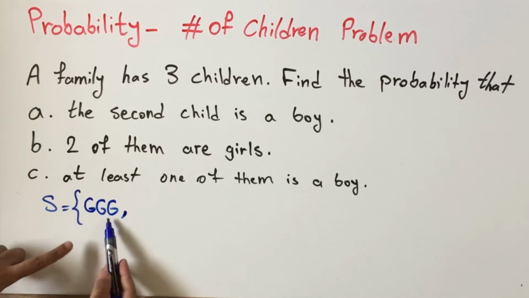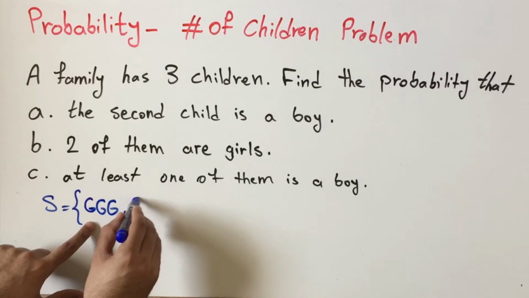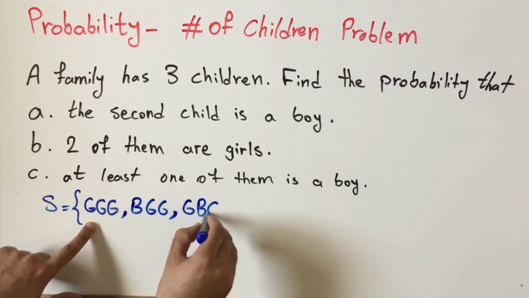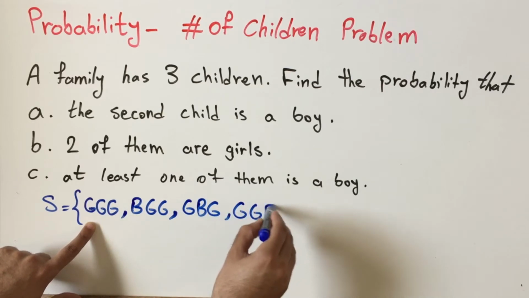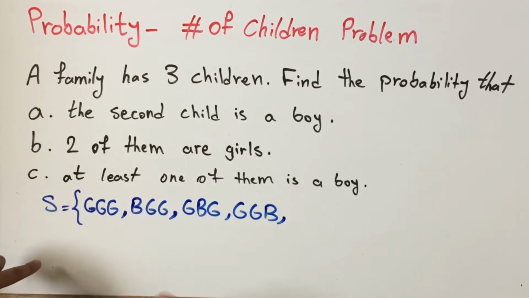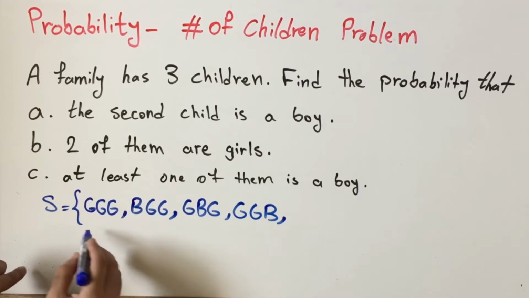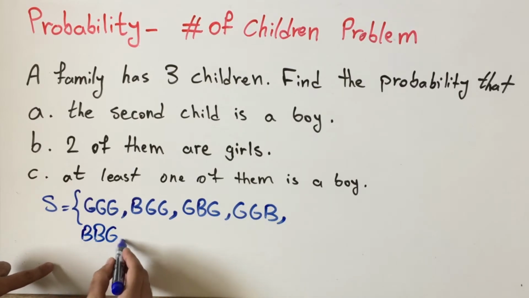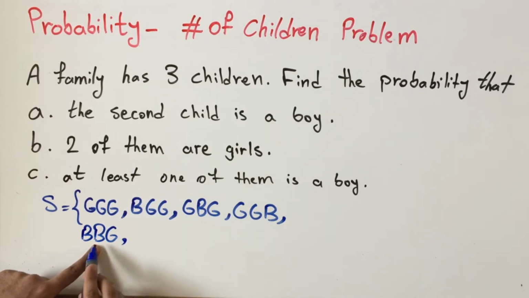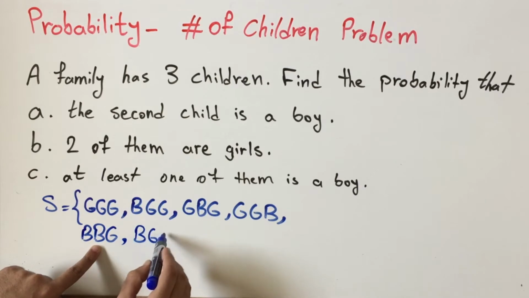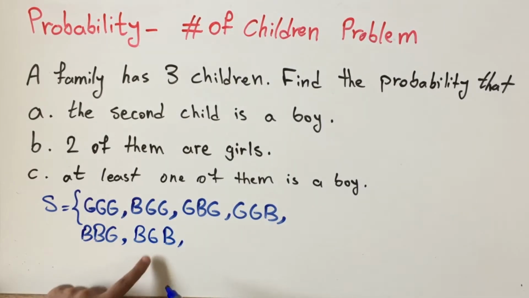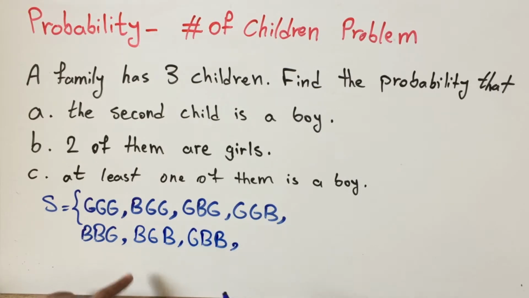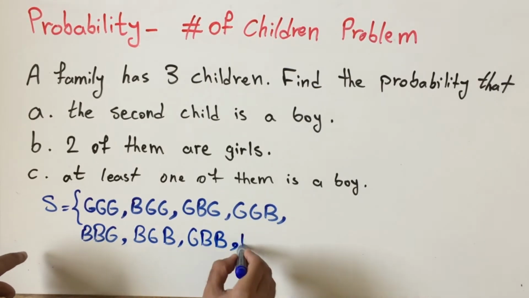After that, let's say 1 of them is a boy. So it's either the first one is a boy and the other ones are girls, or the second one is a boy, or the third one is a boy. Now let's switch to 2 boys and 1 girl. So BBG, and then maybe the second one is a girl and the other ones are boys, or maybe the first one is a girl and the 2 other children are boys, and the last one is that all the children are boys.